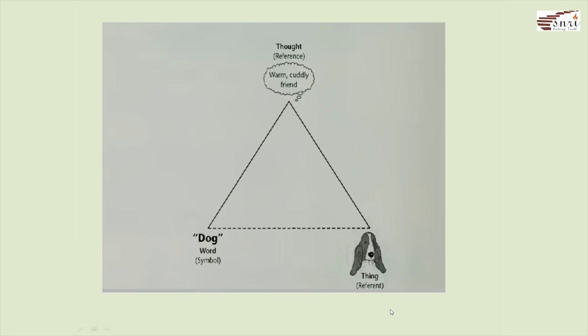As we have here, there is a direct relation between the thought and the thing, and between the thought and the symbol. But when it comes to the symbol and the referent, the thing, there is an indirect relation. This is symbolized here with the dotted line. So this is all for the semiotic tradition that we have dealt with.